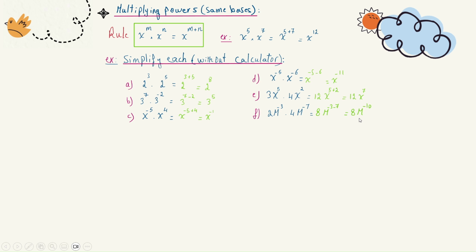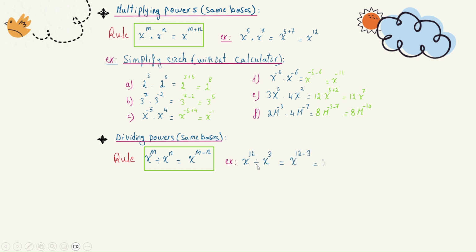Very good. Now let's move on to dividing powers having the same base. Simply, the dividing powers rule says that in case I have the same bases and I want to simplify, we follow the rule by subtracting the exponents, so we minus them. So the final result will be x to the power of m minus n. Let's take a direct question here. x to the power of 12 divided by x to the power of 3. So we minus the exponents. 12 minus 3. We're going to end up with x to the power of 9.